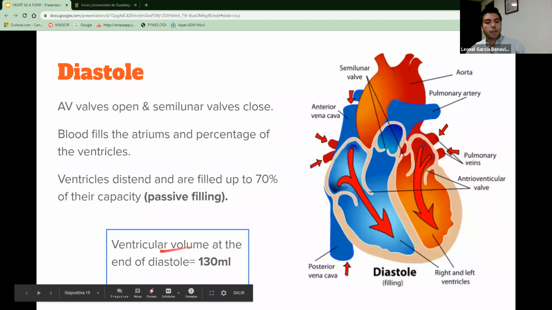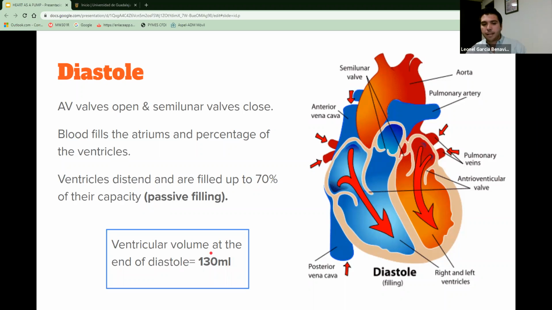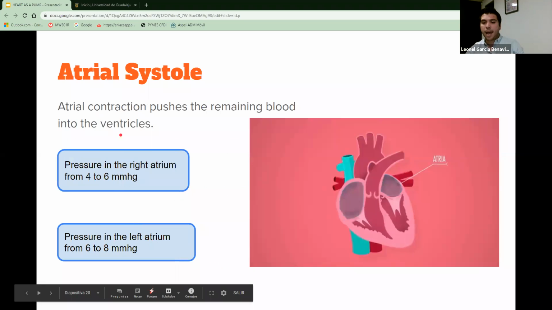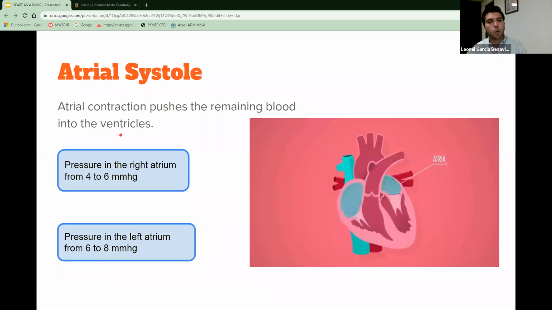So ventricular volume at the end of diastole is going to be of 130 milliliters, okay? 110 to 120 approximately. Then what happens? As we said, the action potential starts going through. First, it occurs in the atriums, so the atrial systole, okay? Atrial contraction is going to push the remaining blood into the ventricles.